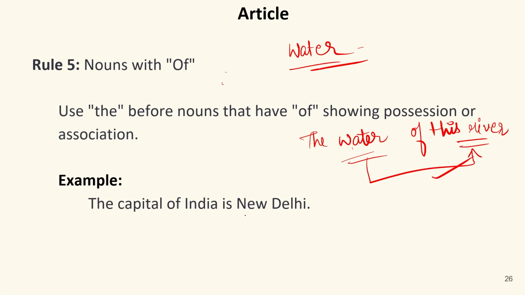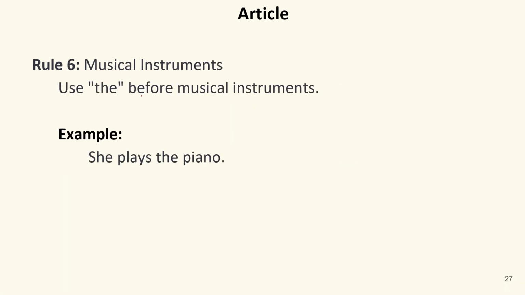The capital of India is New Delhi. So the capital of India. So of India is a partitive. So the before this partitive we use the noun of this partitive. We use the. Musical instruments, before the name of any musical instrument like the piano, the guitar and so on. She plays the piano.